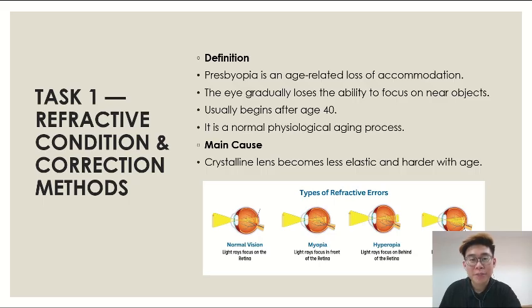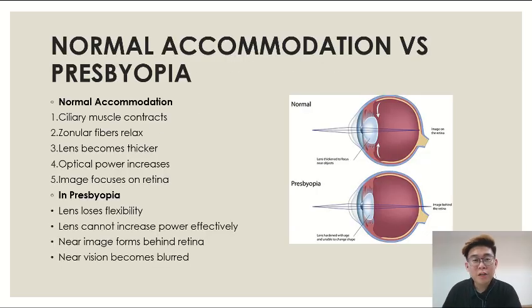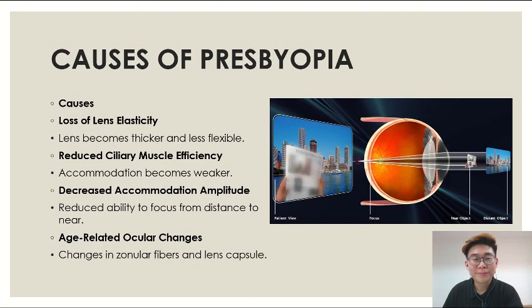Presbyopia is an age-related reduction in accommodation where the eye gradually loses the ability to focus on near objects. It usually begins after the age of 40 and is considered a normal physiological aging process. It is natural. The main cause is loss of elasticity of the crystalline lens. For normal accommodation versus presbyopia: in a normal eye, the ciliary muscle contracts and the lens becomes thicker to increase the optical power for near vision, for reading. In presbyopia, the lens becomes less flexible and cannot increase power effectively. As a result, near images focus behind the retina and near vision becomes blurred.